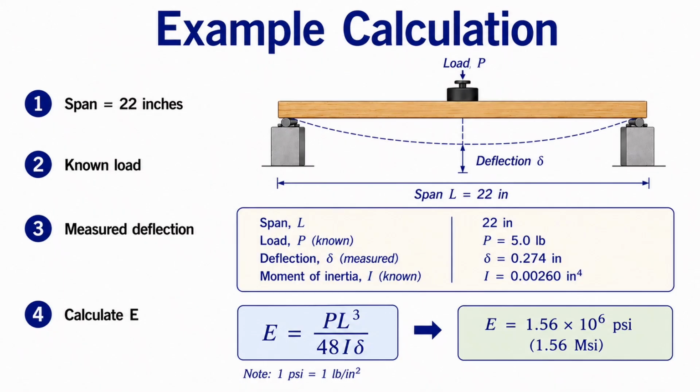Let's consider a practical example. We have a beam with a 22-inch span and a known center load of 5 pounds. After measuring a center deflection of approximately 0.274 inches, we can substitute the values into the beam equation. The resulting Young's modulus is approximately 1.56 million pounds per square inch, which is typical for poplar wood.